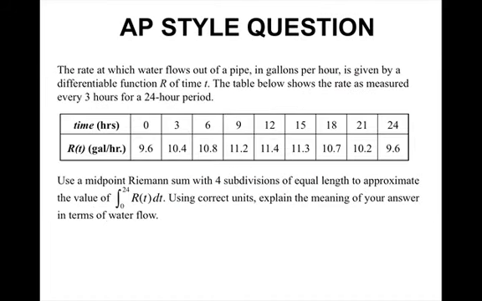All right, so we're going to use an AP style question for an example. The rate at which water flows out of a pipe in gallons per hour is given by a differentiable function r of time t. The table below shows the rate as measured every 3 hours for a 24-hour period. Use a midpoint Riemann sum with 4 subdivisions of equal length to approximate the value of the integral from 0 to 24 of r of t dt. Using correct units, explain the meaning of your answer in terms of water flow.